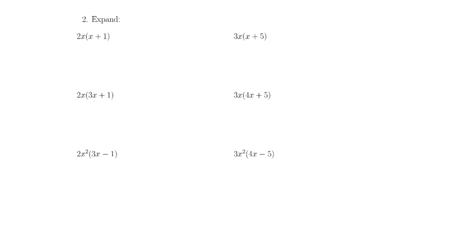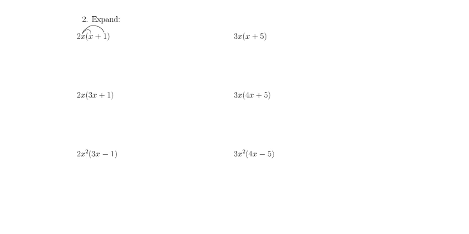Okay, so these ones are a little bit trickier because here, outside the bracket, we don't just have a number, we have a number and a letter. So multiplying by 2x is going to be a little bit harder than multiplying by just 2. Let's have a go at this. So first of all, we have to do 2x multiplied by x, and then we're going to have to do 2x multiplied by 1. How do we do 2x multiplied by x?